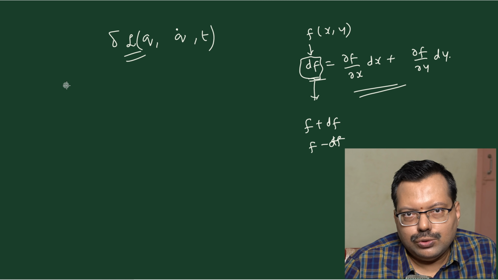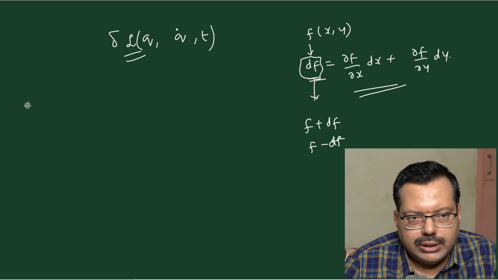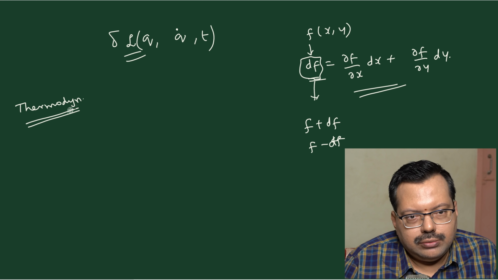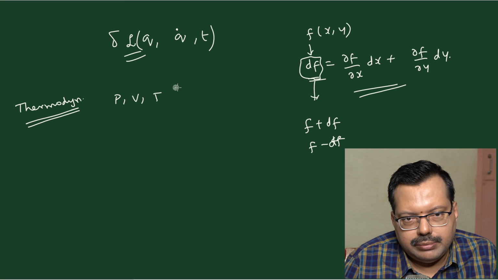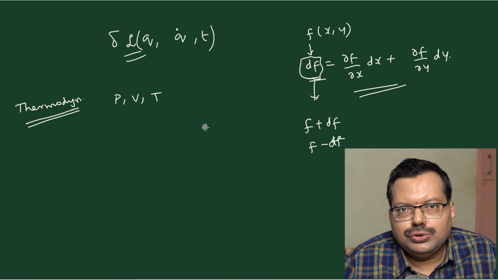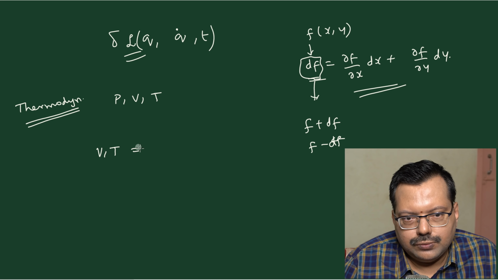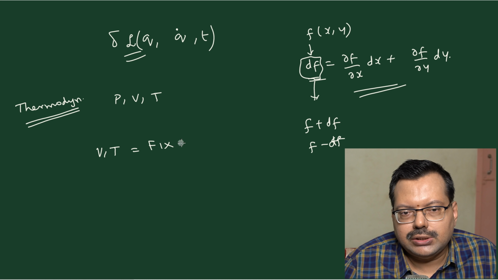But however, before closing this particular topic, I would also like to tell you that in the case of thermodynamics, you have the pressure, volume and the temperature. These are the most frequently used variables and which you can control. Some of the variables can be controlled and some other things you are going to measure. Suppose you are going to fix volume and the temperature, you fix it. Fix it means as a constant.